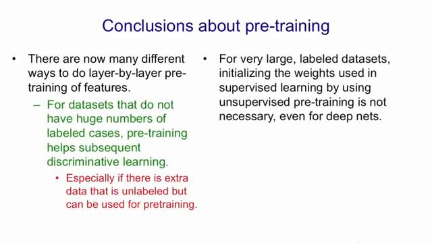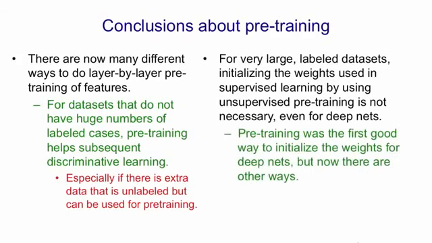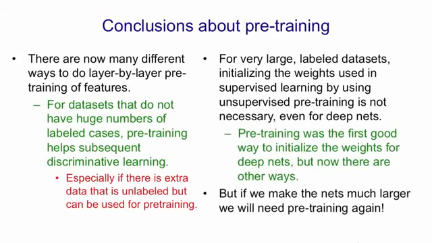For very large labeled datasets, however, initializing the weights that are going to be used for supervised learning by using unsupervised pre-training is not necessary, even if the nets are deep. Pre-training was the first good way to initialize the weights for deep nets, but now we have lots of other ways. However, even if we have a lot of labels, if we make the nets much larger again, we'll need pre-training again.